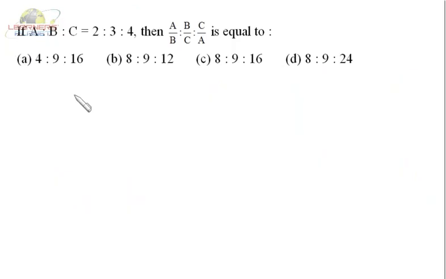Now let's see this problem. If a is to b is to c is 2 is to 3 is to 4, then we have to find out a by b is to b by c is to c by a. Let's straight away put the value of a, b and c. So a by b is 2 by 3, is to b by c is 3 by 4, is to c by a is 4 by 2.